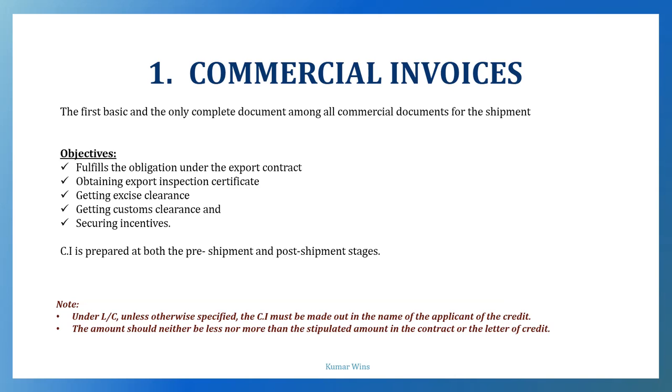The second important point is, just like the quantity recorded on the invoice, the amount should be neither less nor more than the stipulated amount in the contract or the LC, that is letter of credit. Here is an exception. If the contract or LC permits part shipment, an individual invoice can be less than the total amount, and it will be mentioned clearly on the LC whether part shipment is permitted or not.